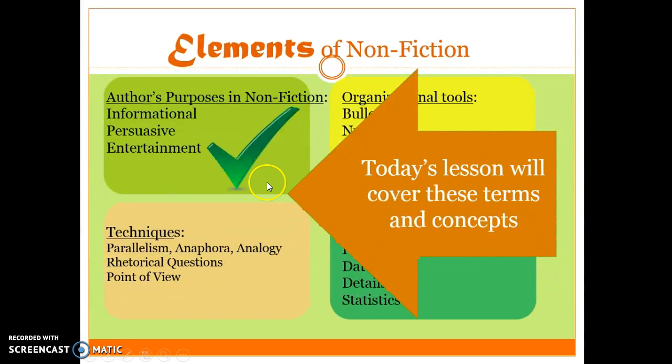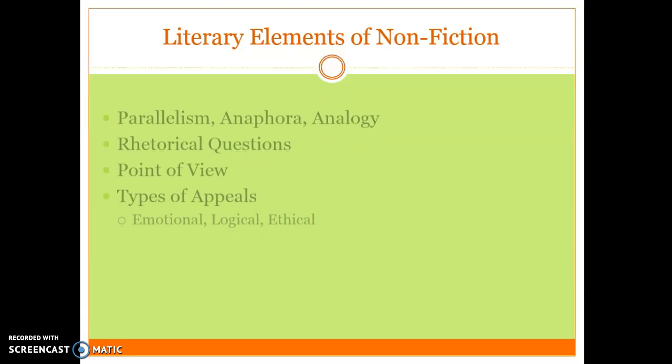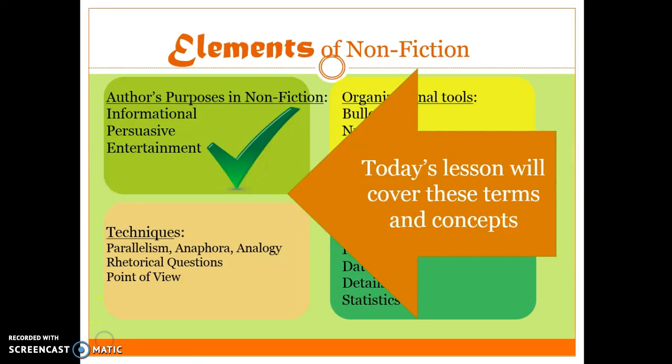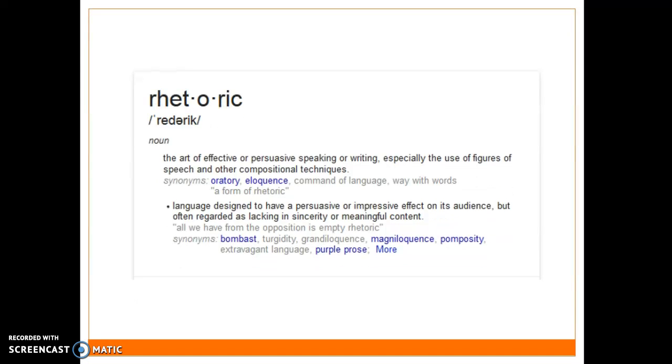Okay, so we have gotten through that. Next, we are going to work through some of the techniques that an author uses when writing. So we will go through all of these today. Oh, we are not going through types of appeals. So we've covered author's purpose in nonfiction, and now we're going to talk about some of the writing techniques used in nonfiction.